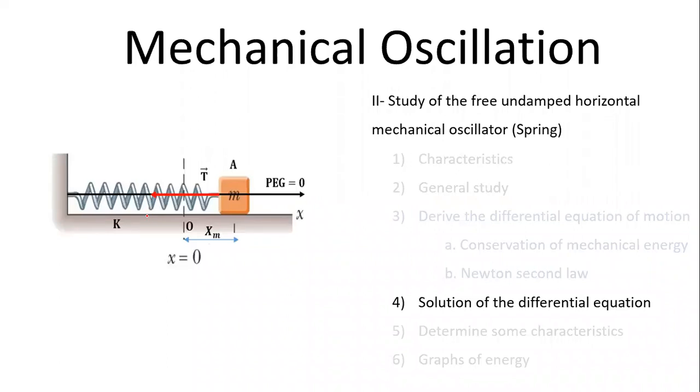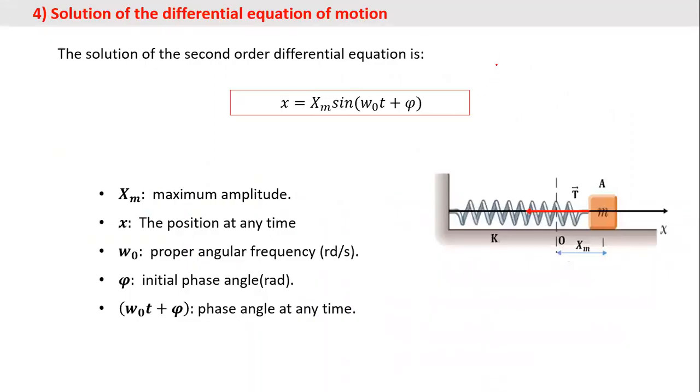We're still in part 2, but now we'll talk about the solution of the differential equation. As we said in the previous video, the differential equation of the horizontal spring pendulum was of the form x double prime plus k over m x equal to 0. We find this differential equation in order to give the solution. If we have the solution, this means I can have the position of the object at any instant, which is x in terms of time.